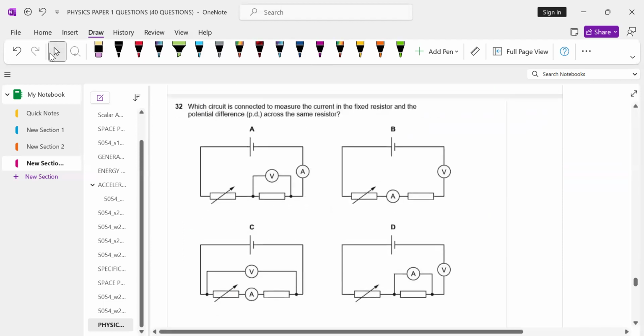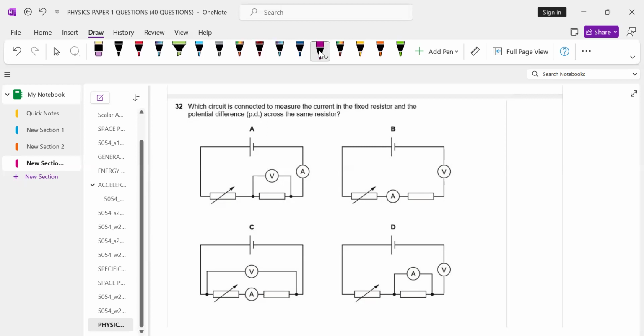Question number 7. Which circuit is connected to measure the current in the fixed resistor and the potential difference (PD) across the same resistor? For current, you need an ammeter, and for measuring the PD, you need a voltmeter. A voltmeter is always connected in parallel. However, the ammeter is connected in series.